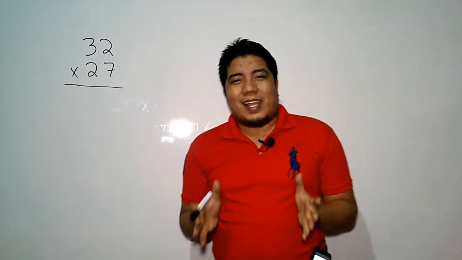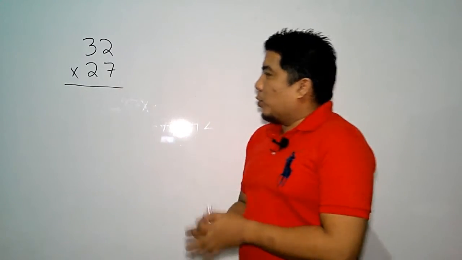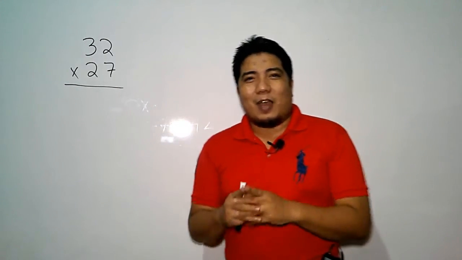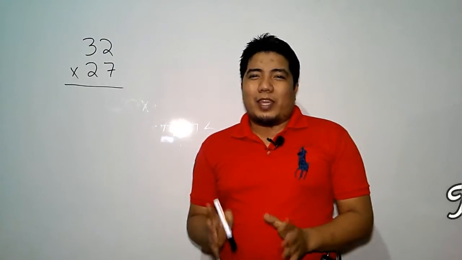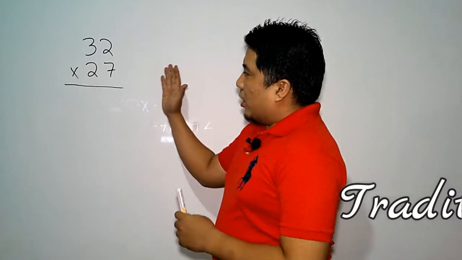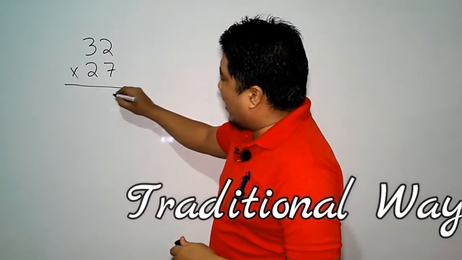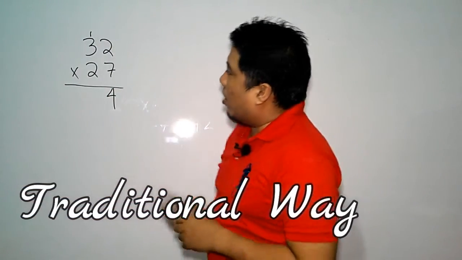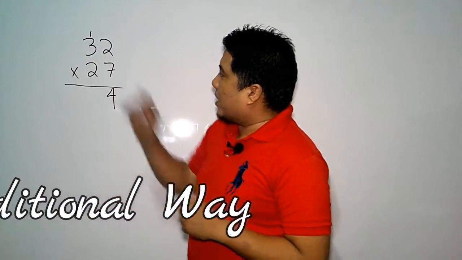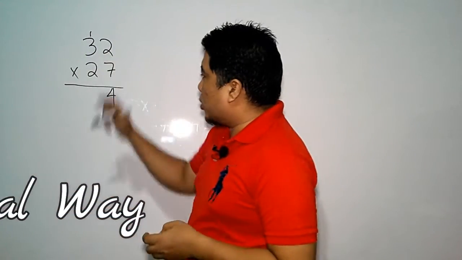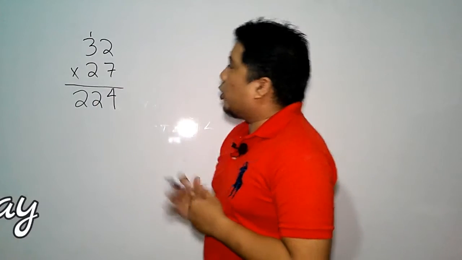So, for our first example, we have 32 times 27. Now, we all know the traditional way in multiplying numbers. We start from the right to left. We multiply 7 by 2, and that is 14. Carry 1 on 3. We have 7 times 3, that is 21, plus 1, that will give us 22.